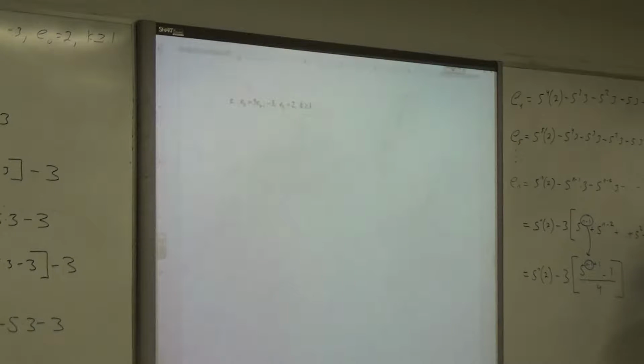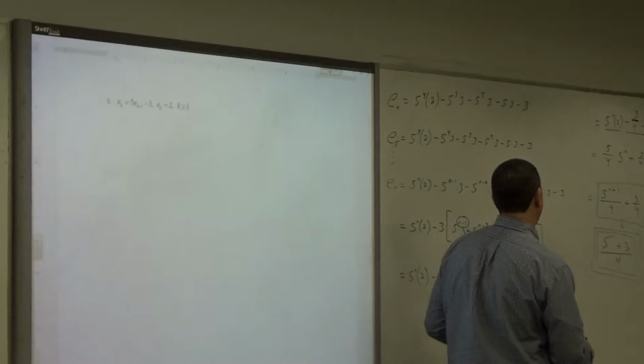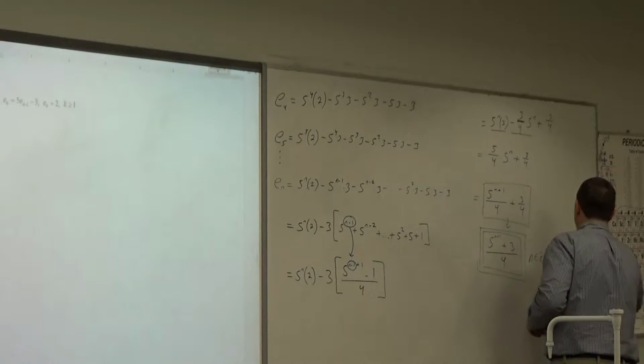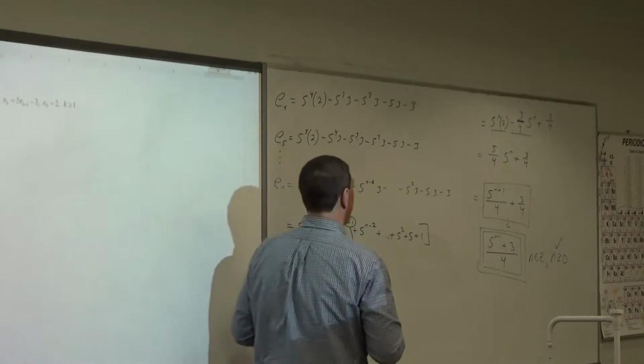If you guys plug in 0 here, 0 plus 1 is 1. 5 to the first is 5. 5 plus 3 is 8. 8/4 works out to be 2. Okay? So I just did it by inspection. Seems to work out pretty nicely.